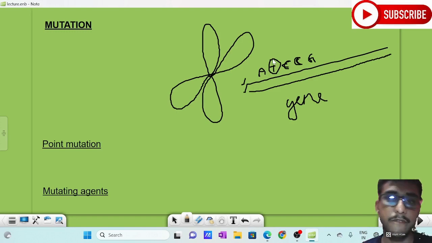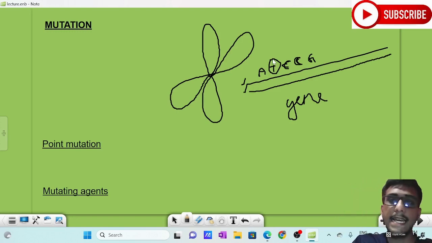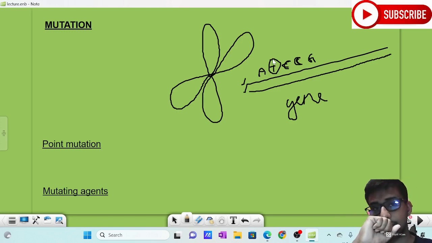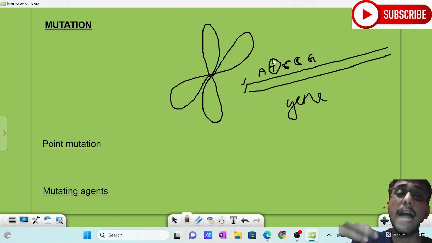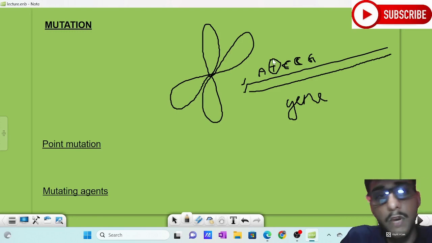Radiation are actually waves, right? We know that radiation can be divided into ionizing radiation and non-ionizing radiation. Some of the non-ionizing radiation is UV light. UV light is non-ionizing radiation, and certain ionizing radiations are alpha rays, gamma rays and X-rays, which means they can ionize a molecule. Non-ionizing radiation means they can't ionize a molecule.